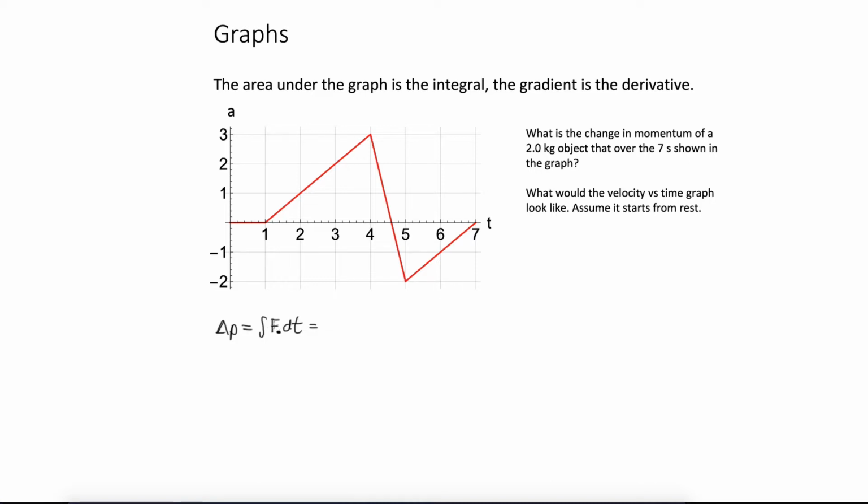but what we can do is use Newton's second law to write the force as the mass times the acceleration. So this is the integral of the mass times the acceleration dt, which we can write as m times the integral of a dt, and we do have an acceleration versus time graph. So to work out the change in momentum, we can just do the mass, which we're given as 2 kilograms, times the area underneath this graph. So let's work out the area underneath it.